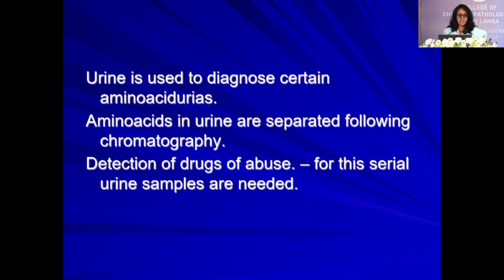Urine is used to diagnose certain aminoacidurias in inborn errors. Amino acids in urine are separated following chromatography, and we can use urine to detect drugs of abuse. For this, serial urine samples are needed.